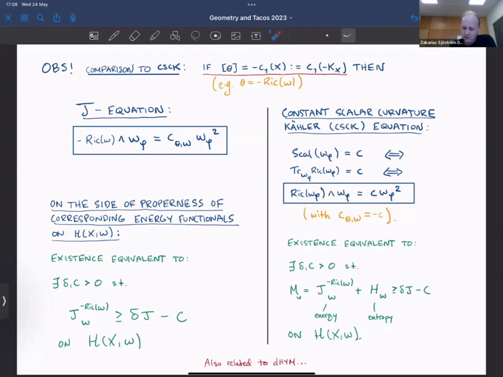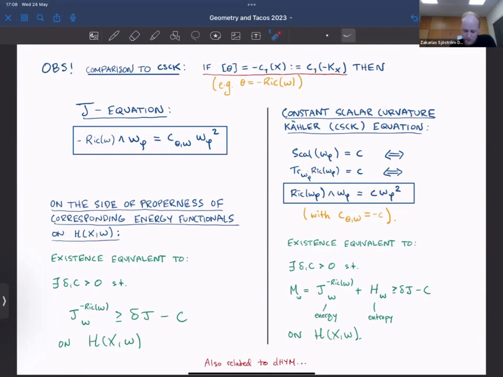And my favorite way of viewing the similarities and differences between these equations is to look on the side of properness of energy functionals, as Jean-Paul did in his talk as well at length. So then we know that existence of cscK metrics is equivalent to properness of the K-energy, which I use a different notation compared to previous talks here, but I denote it by M for the Mabuchi K-energy functional, which decomposes as a sum of an energy part and an entropy part. And this one should be coercive in terms of Aubin's J functional. And this is true then on the space of Kähler potentials.